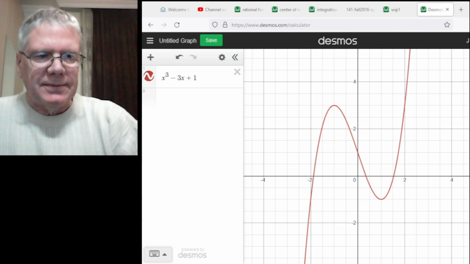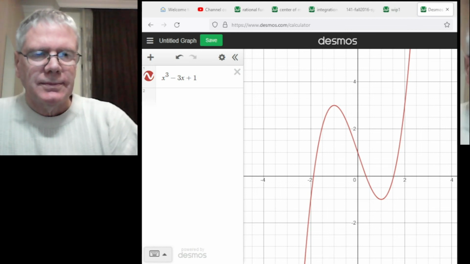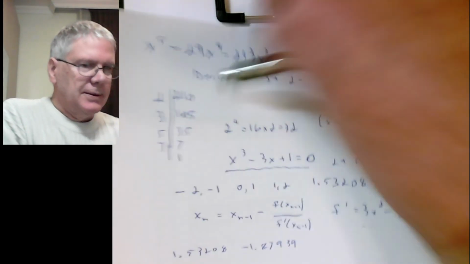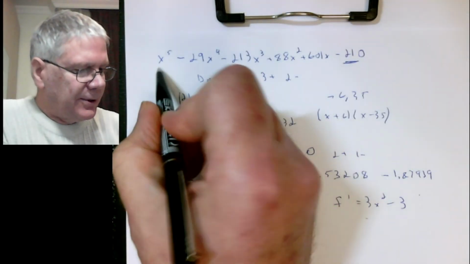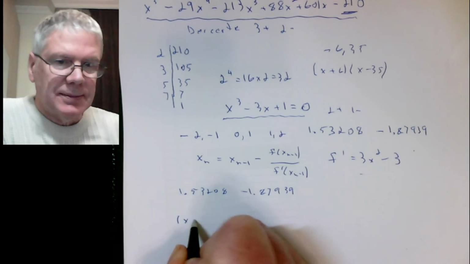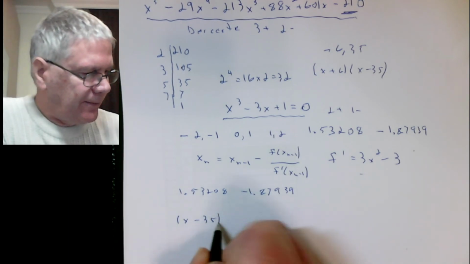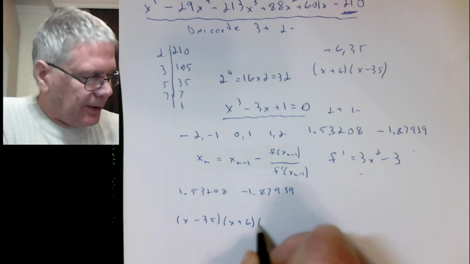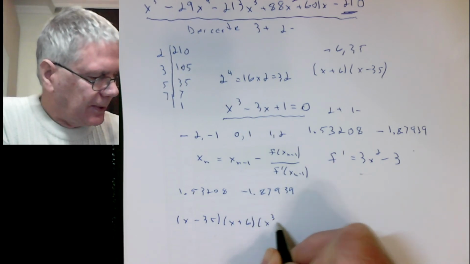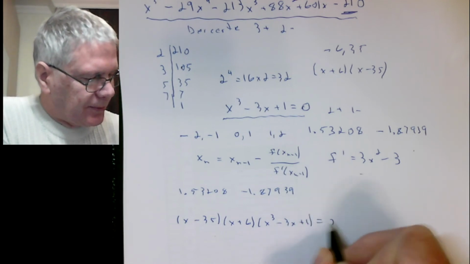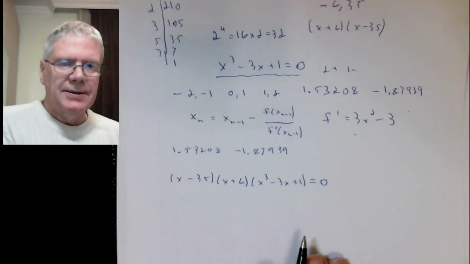So let's go back and, okay, here's my original function, and I have factors: x minus 35, x plus 6, x cubed minus 3x plus 1, equals 0. These would be my factors.